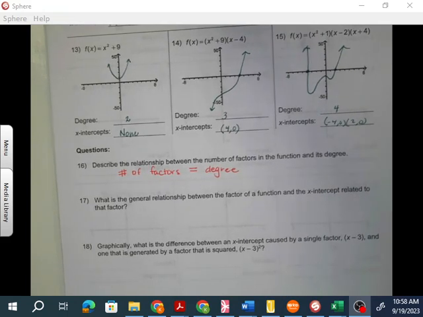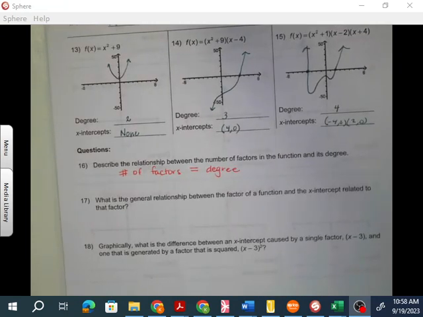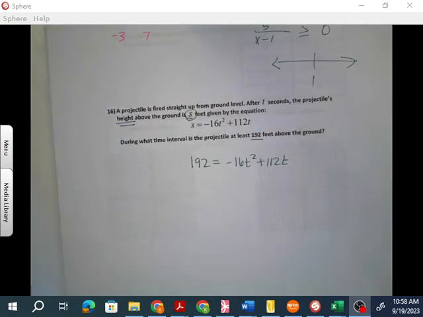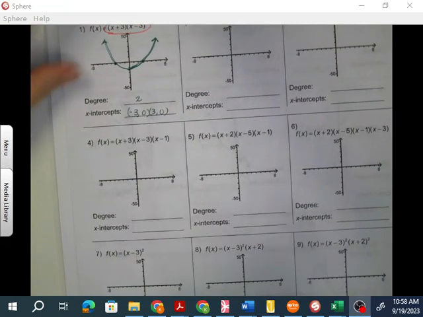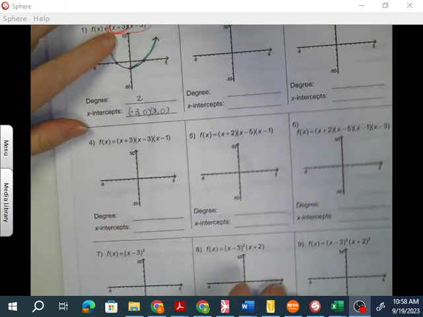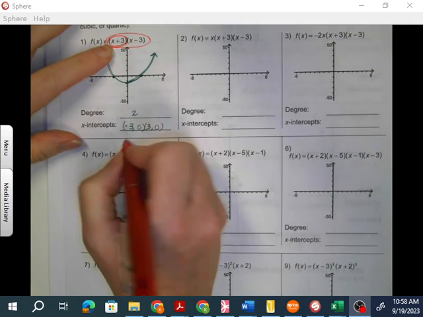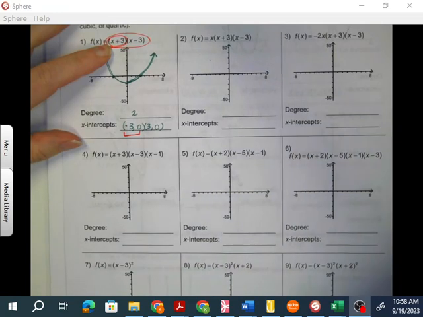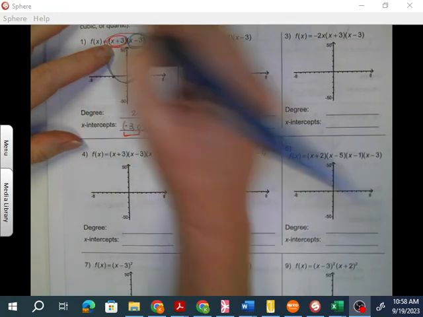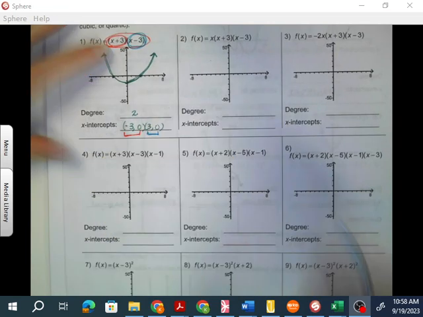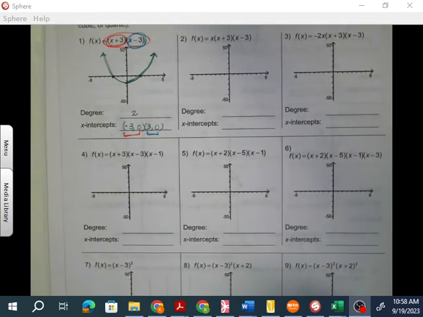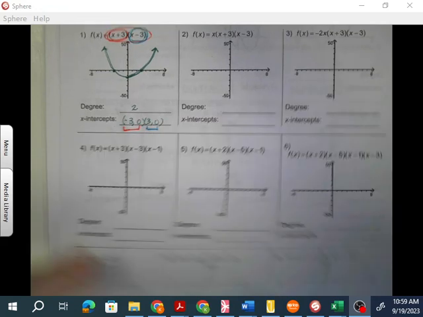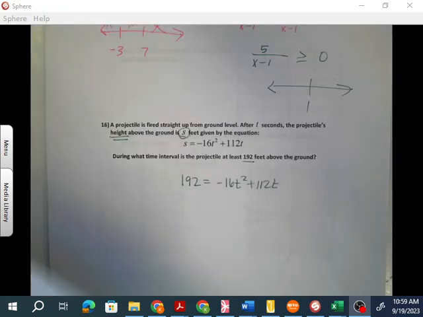What is the general relationship between the factor of a function and the x-intercept related to the factor? So again, we can go back and look at the very first one I did up here. I have this factor, x plus 3, and it gave me this x-intercept, negative 3. And then I had this factor, x minus 3, and it gave me this x-intercept, positive 3. So what's the general relationship? Yeah, the sign switches. You're exactly right.